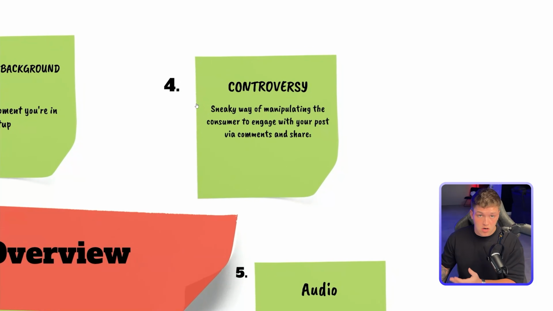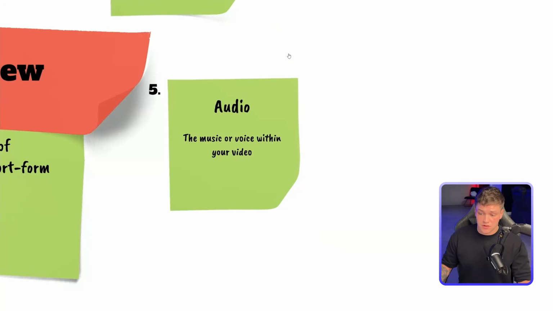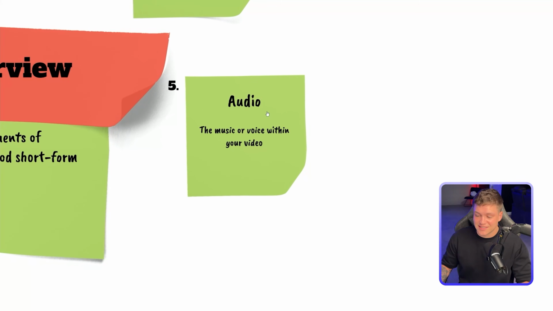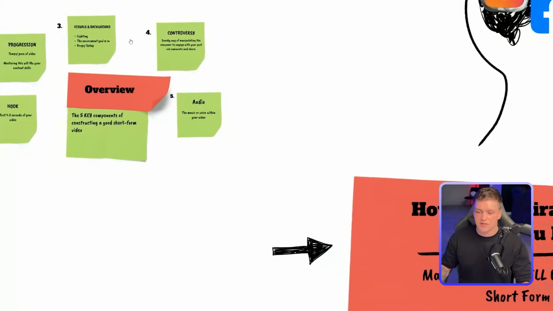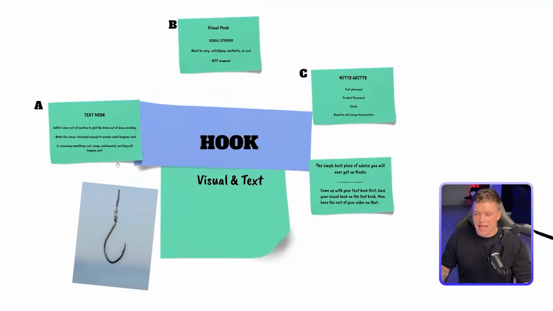The fourth thing is controversy, which is basically just a sneaky way of manipulating the consumer to engage with your post via comments and shares. We're also gonna break that down to a T. I'm gonna show you what good controversy is, what bad controversy is, what type of controversy you should use, and what type you shouldn't use. And then lastly, audios, which also play a huge role in your content, believe it or not. That's just obviously the music or voice within your video. Now, let's move on to the good stuff, starting with hooks.